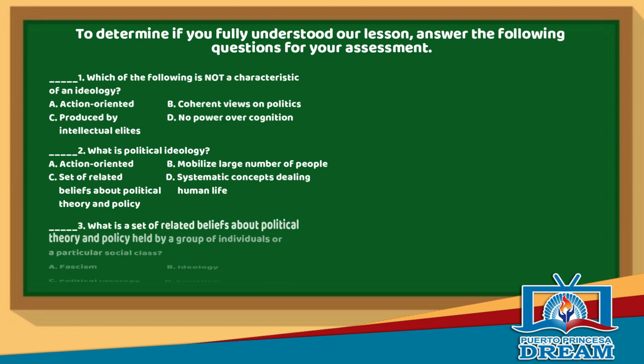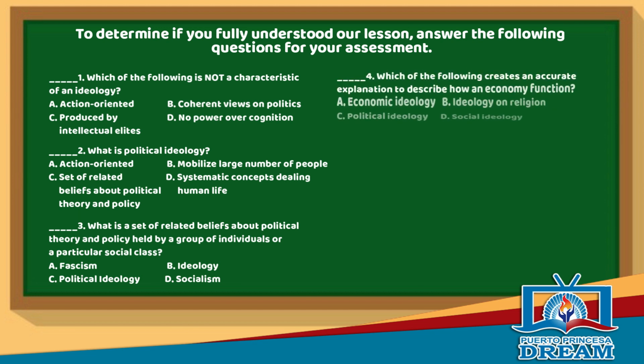Number 3. What is a set of related beliefs about political theory and policy held by a group of individuals or a particular social class? Letter A. Fascism. Letter B. Ideology. Letter C. Political ideology. And letter D. Socialism.